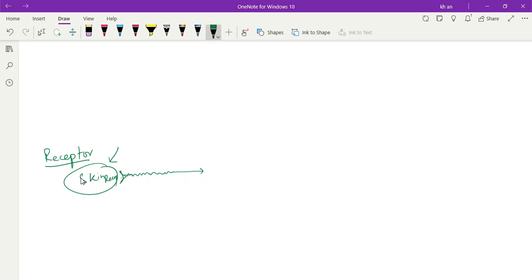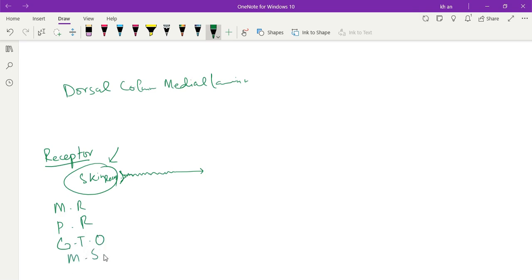Now I will just briefly tell you about the dorsal column, the dorsal column medial lemniscus system. In the dorsal column medial lemniscus system, there would be four groups of receptors. The first are Meissner receptors. The second are Pacinian receptors. The third are Golgi tendon organ receptors, and the fourth are muscle spindle receptors. These receptors will pick up any stimulation and then travel to the spinal cord through the first order neuron. Now they will enter into the spinal cord.